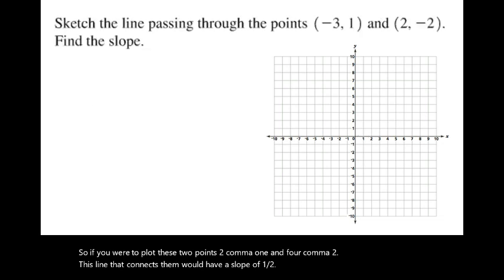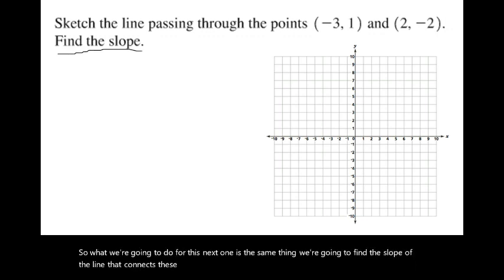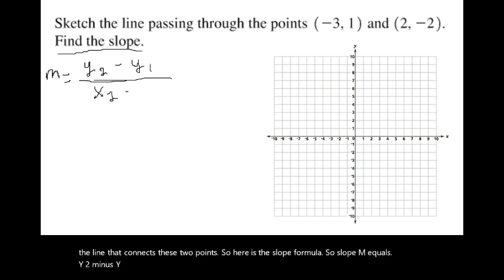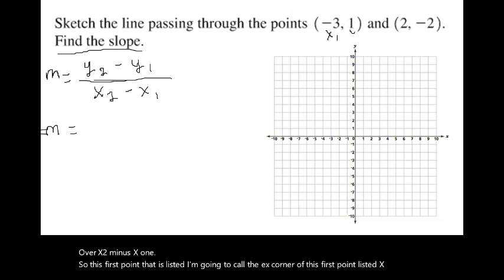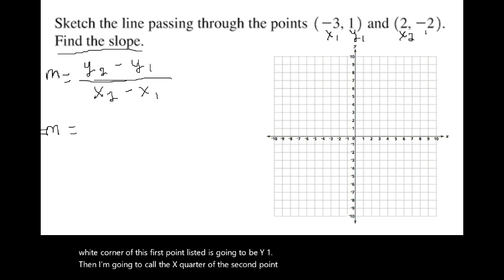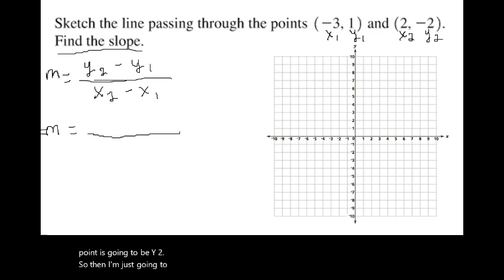So what we're going to do for this next one is the same thing. We're going to find the slope of the line that connects these 2 points. So here is the slope formula. So slope m equals y2 minus y1 over x2 minus x1. So this first point that is listed, I'm going to call the x-coordinate of this first point listed x1. The y-coordinate of this first point listed is going to be y1. Then I'm going to call the x-coordinate of the second point x2, and the y-coordinate of the second point is going to be y2.